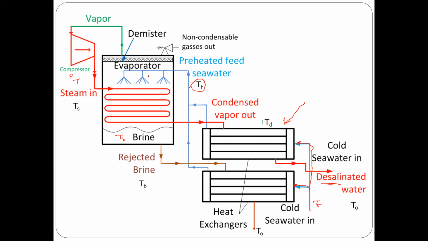What is left here that we did not talk about in the figure is that the non-condensable gas is out, which means that we are using some sort of an ejector to create vacuum, and through the vacuum you are actually sucking out the non-condensable gases, carbon dioxide or so, and you are taking it out of the system.